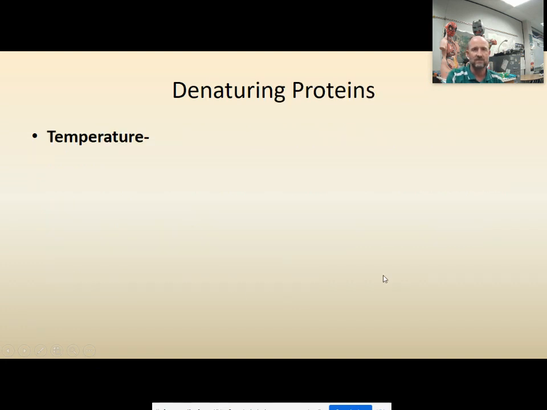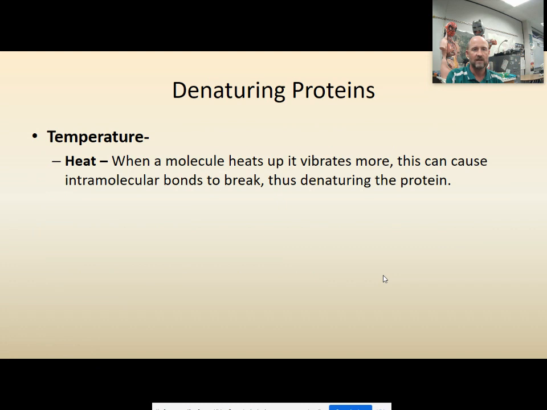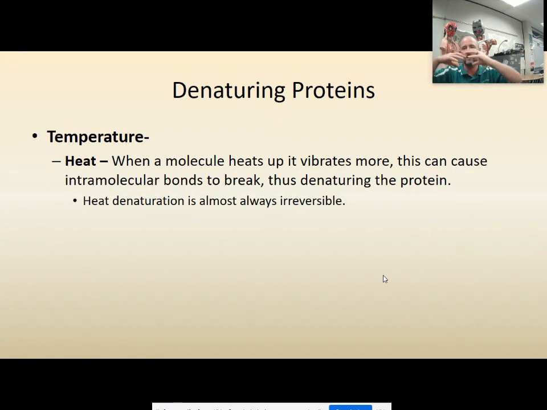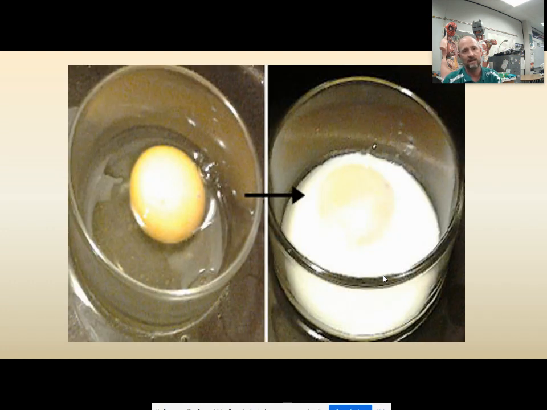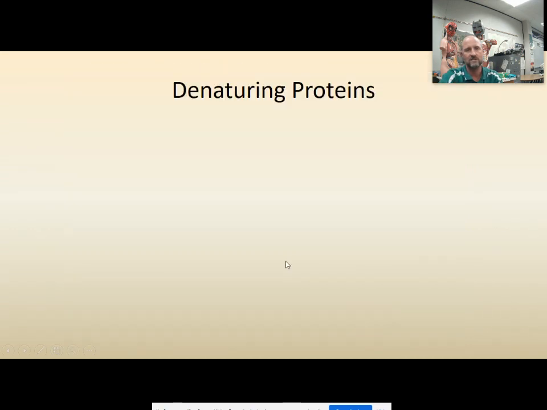I already talked about things that would denature it. Temperature, heat, definitely can break them up if it gets too hot. Those bonds that hold them, as they vibrate, just break away. You see that in water when it boils, the little intermolecular bonds of water break away. Cold can sometimes denature, but oftentimes if cold denatures, it can recover afterward, which is kind of nice. There's also heat denaturing the proteins in an egg. We're used to seeing that.